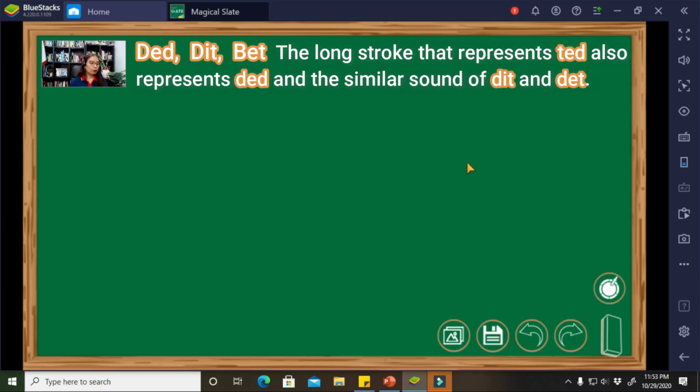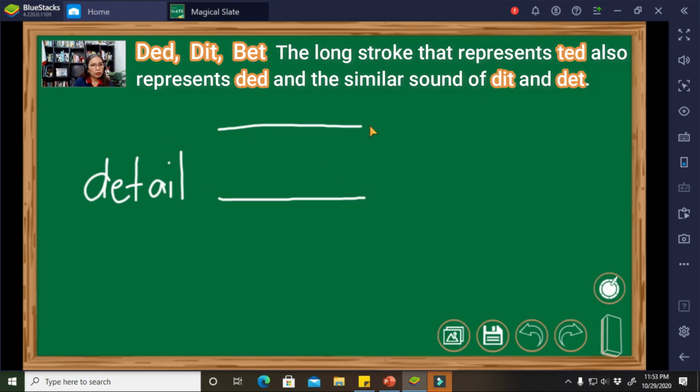Okay. For the det and dit, okay, we have an example here. For instance, detail. Okay, so how are you going to write that? It is a straight line for that and the sounds of A and L. So that is detail. This one is your that, and A this one, and L is this one.